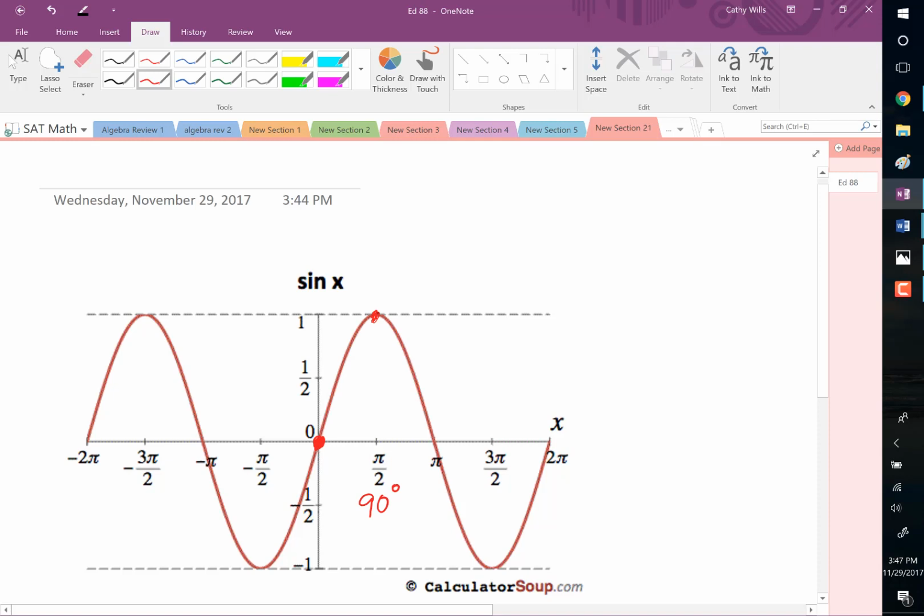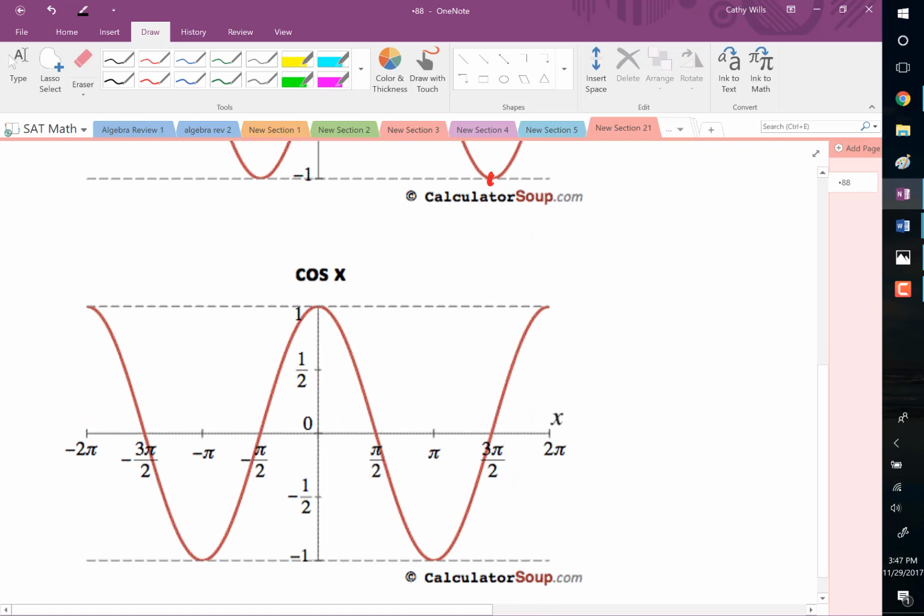And then once we get to 180 or pi degrees or radians, we're back down to 0. And then when we get to 3 pi over 2, which is 270 degrees, we're back down to -1. And then once we complete the circle, we're back to 0 again. So this is what the sine graph looks like. It starts out at 0, 0, goes up to 1, down, and so on.